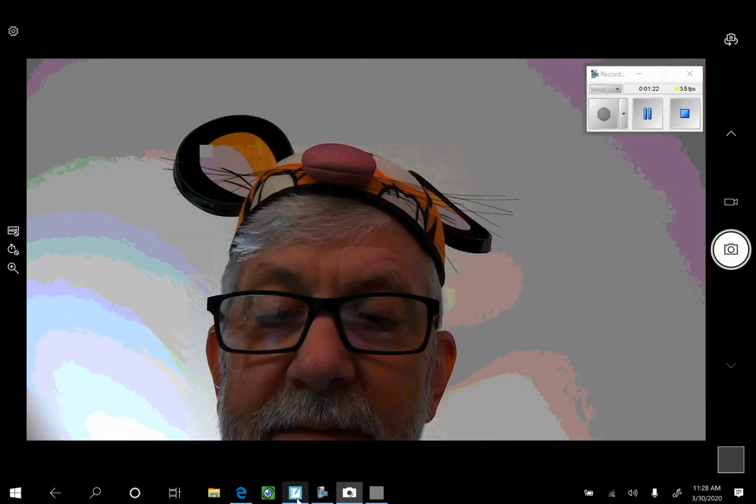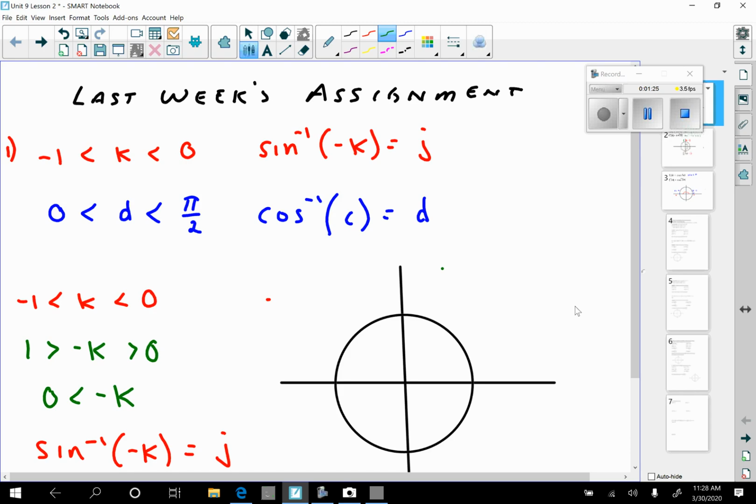So let's go back to the more important part, and let's talk about some trigonometry. And as I stated, I'm going to go over last week's assignment. So there were two problems. Problem number one was this creature right here. Number one was if k is between -1 and 0, and the inverse sine of -k was j, to give a graphical representation of this. And then problem number two was if d was between 0 and pi/2, thinking that d is an angle, and the inverse cosine of c was equal to d, give a graphical representation of that as well.